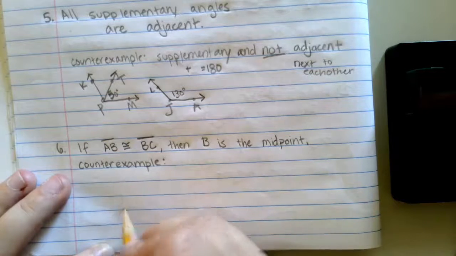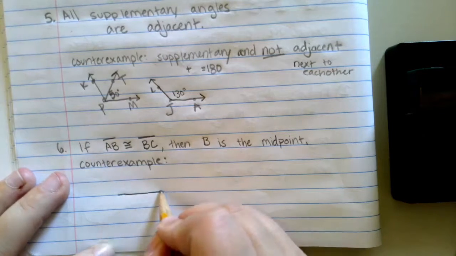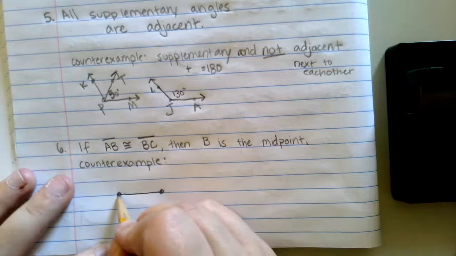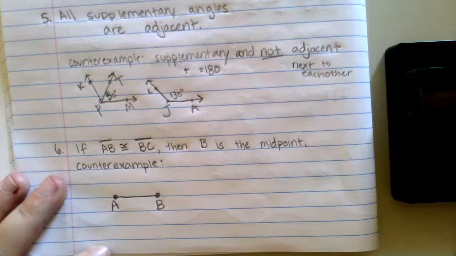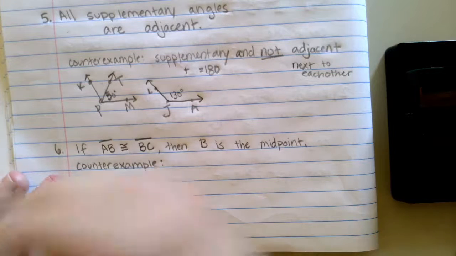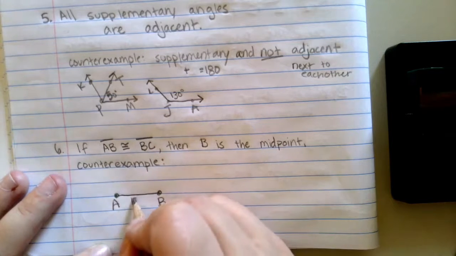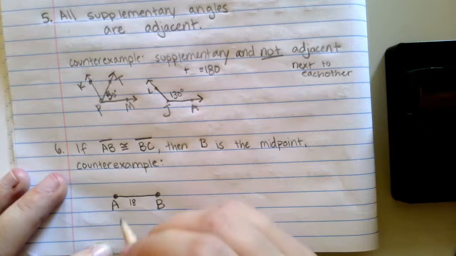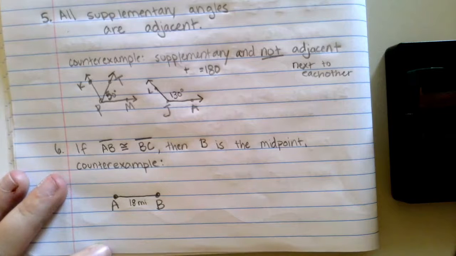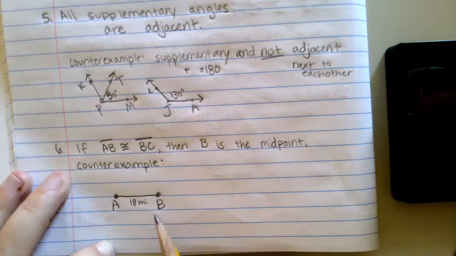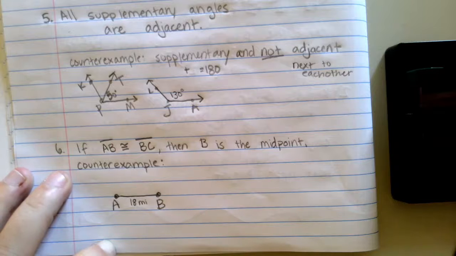Okay, so I'm going to do AB. Let's give it a measure. Someone come up with a number for me. 18 feet, meters, inches, miles. Yikes. 18 miles. It's a long ways. How can I draw a segment from B that is also 18 miles, where B is not directly in the middle between A and C?